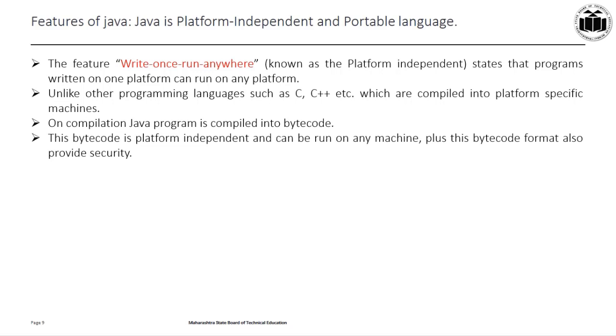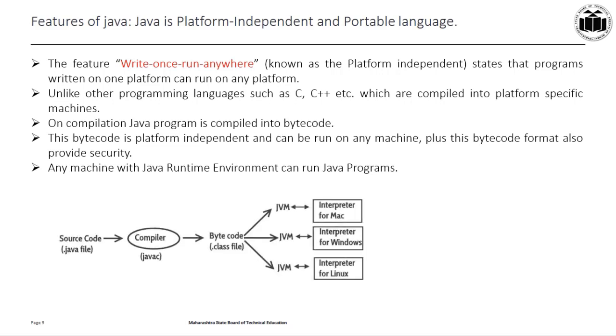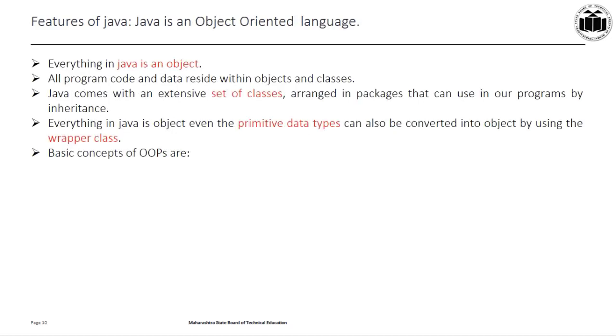One more important feature is portability. Every system has its own Java virtual machine which gets installed automatically when we install JDK. For every operating system, a separate JVM is available which is capable of reading the .class file or bytecode. So here the compiler compiles Java code, converts it into bytecode and the Java virtual machine can interpret this bytecode for any platform. Our third feature is Java is an object-oriented language.